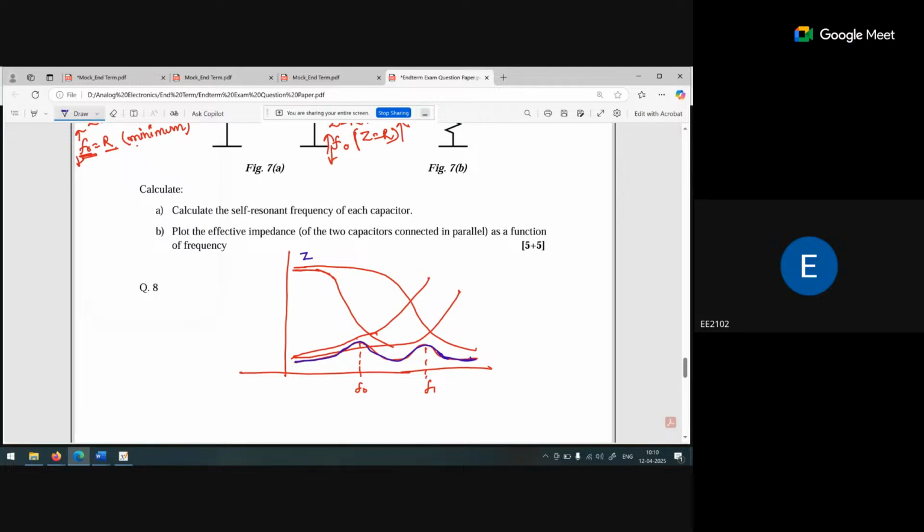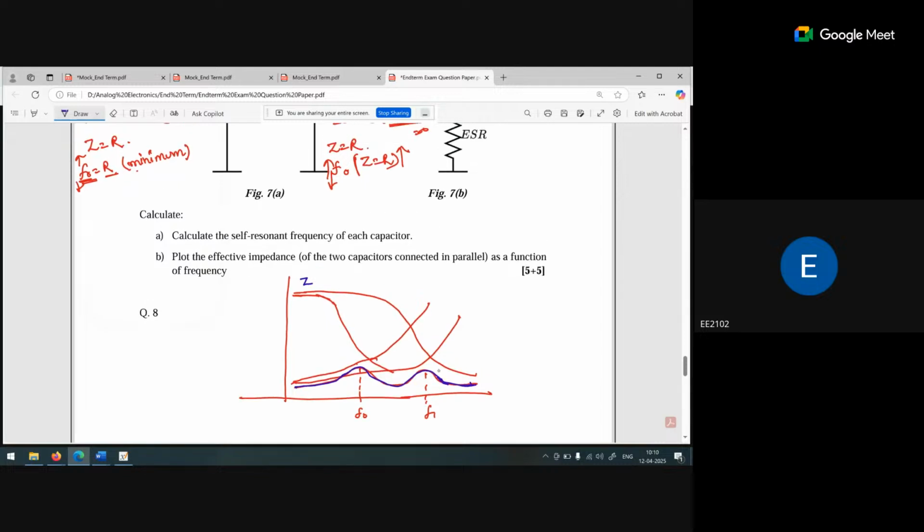What is the Z? It is ZC. This is omega. So we can say ZC is nothing but 1 over j omega C. If omega is increased, ZC will be reduced. So at lower frequency, ZC will behave as an infinite resistance, and at higher frequency, it will behave as a short circuit. So this is the ZC graph.